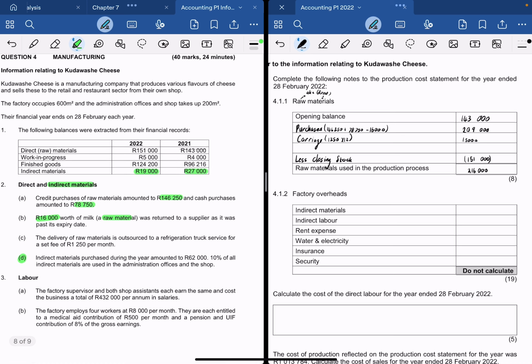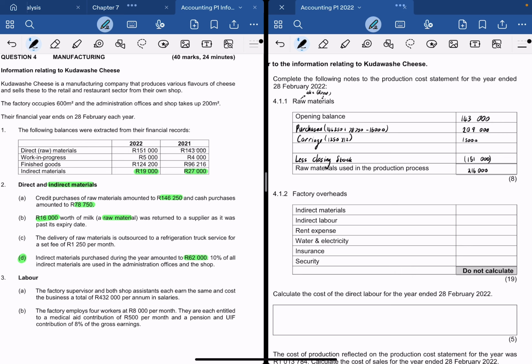It says indirect materials purchased during the year amounted to 62,000. 10% of all indirect materials are used in the administration offices and the shop. Okay, so that's basically telling us that once we calculate the indirect materials expense for the year, we times it by 90% because the factory only used 90%. The other 10% has been used by the admin offices and the shop.